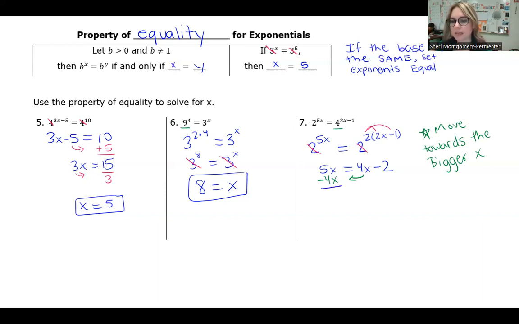That will keep you from ending up with a negative X most of the time. So 5 minus 4 is 1. Do I need to do anything else? Okay, so if I move the 1 over, what is negative 2 divided by 1? It's just the same.